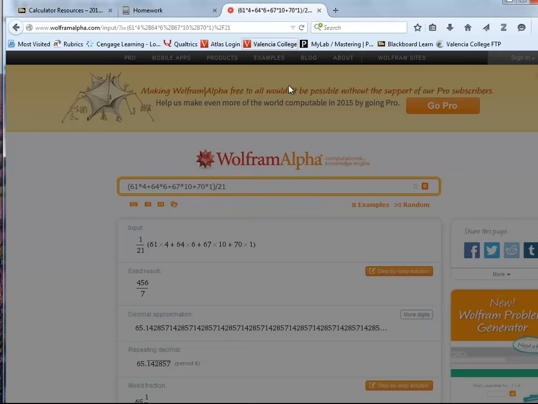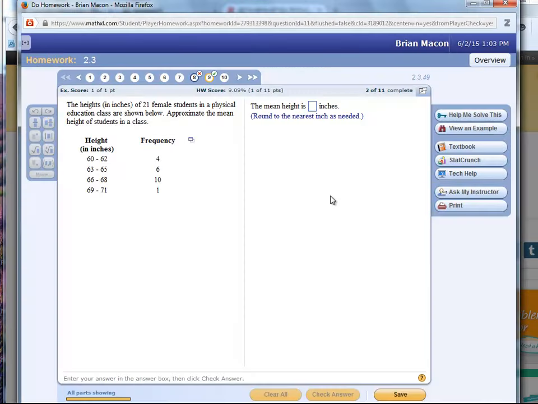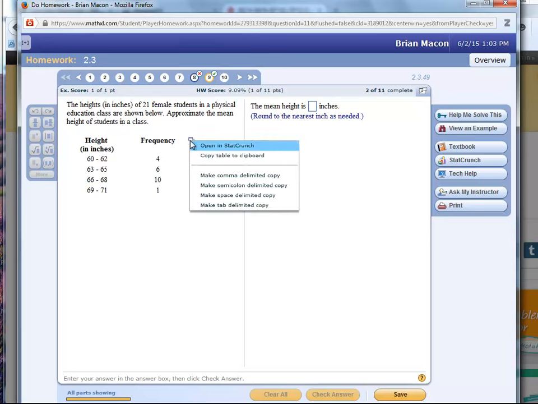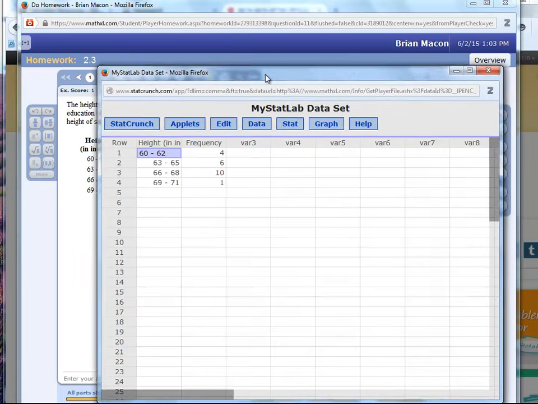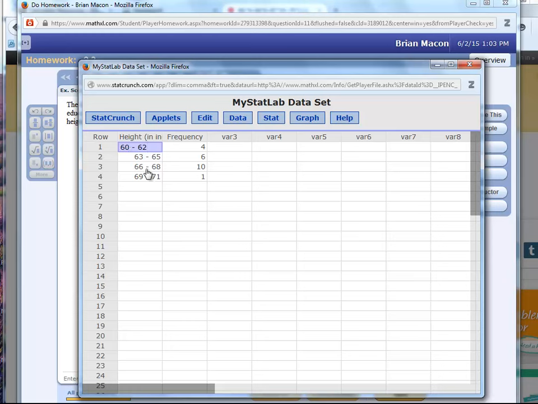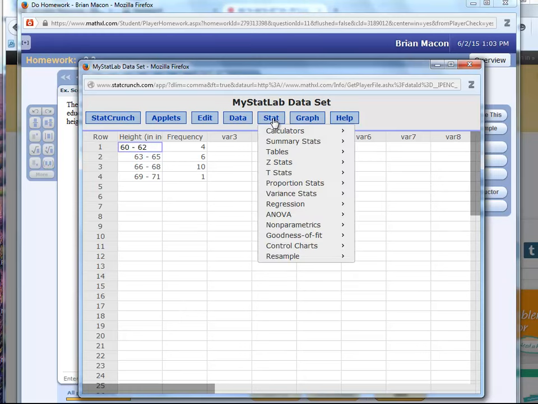All right, now to use StatCrunch, let's go back to my MyMathLab window. I'm going to click this little window button over to the right, and choose to open in StatCrunch. When I click open in StatCrunch, it's going to open this frequency distribution in StatCrunch for me. So again, here are my heights, and here are my frequencies. Once I have my frequency distribution opened in StatCrunch, I'm going to go to Stat, then Summary Stats, and down here is the grouped bin data.